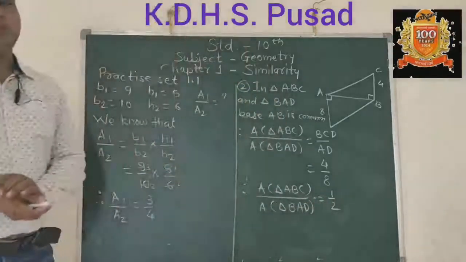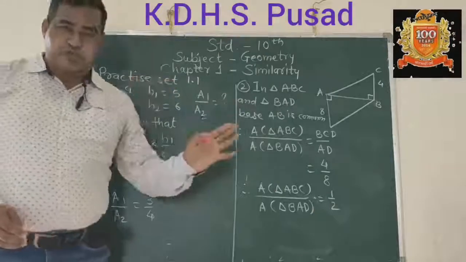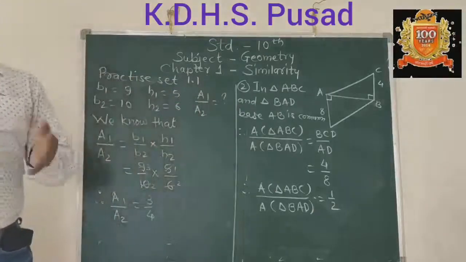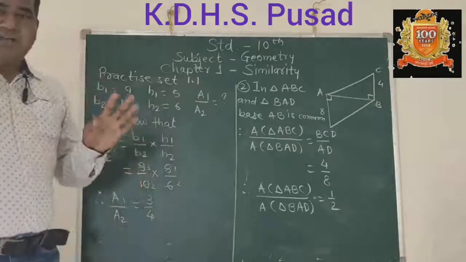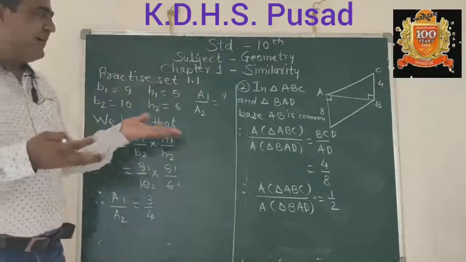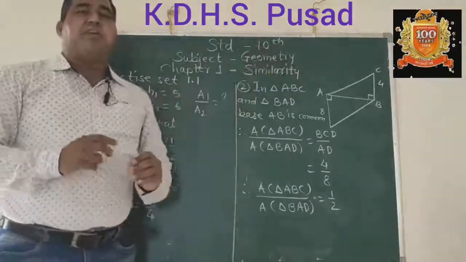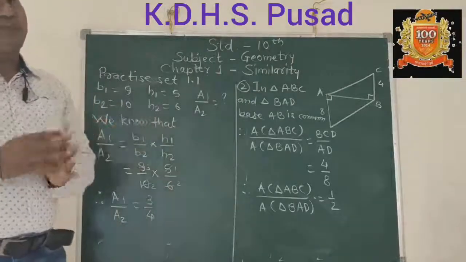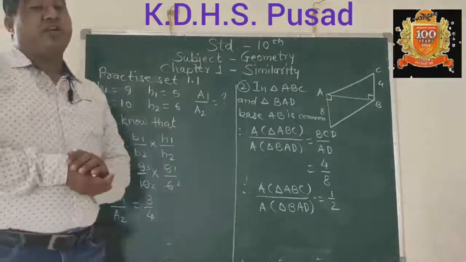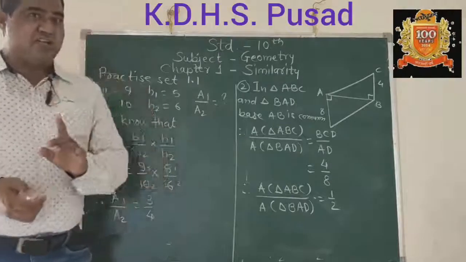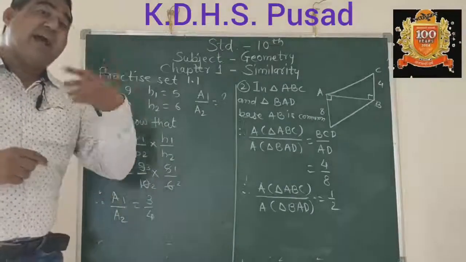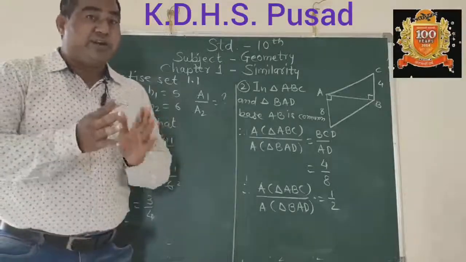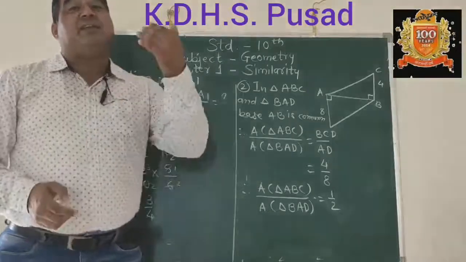So in this way, you have to solve questions from practice set 1.4. Now in some questions, height and base are not given to you. When height or perpendicular is given, we can usually find out which is height and which is base. But when height is not given, then you have to check: if we draw the height there, then the height must be common. So how you get that, we will study in the next one.